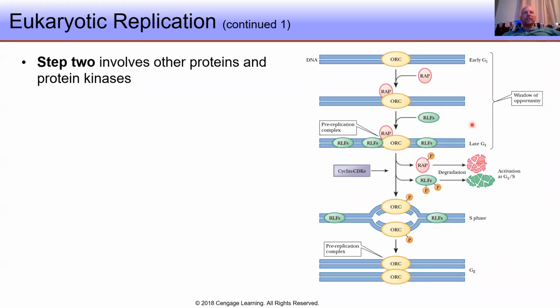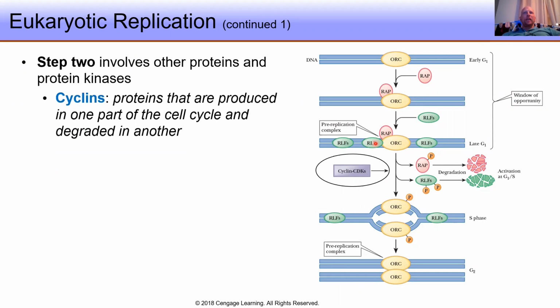In the next stage, step 2, requires other proteins and protein kinases. These protein kinases are called cyclin-dependent kinases. And what they do, they bind to cyclins. What are cyclins? They're transient proteins produced in one part of the cell cycle and then broken down in another. And what they do is they combine with these CDKs and they activate them.